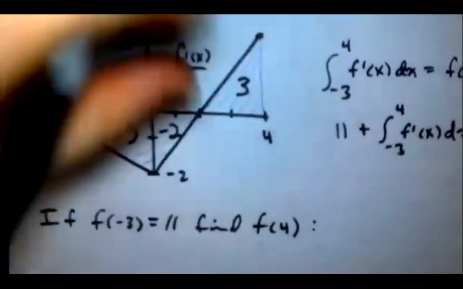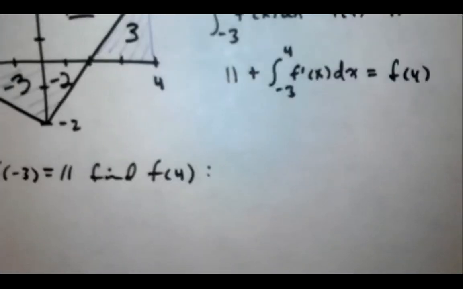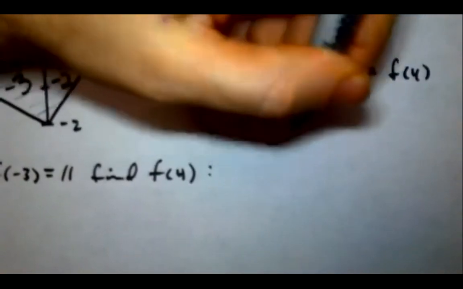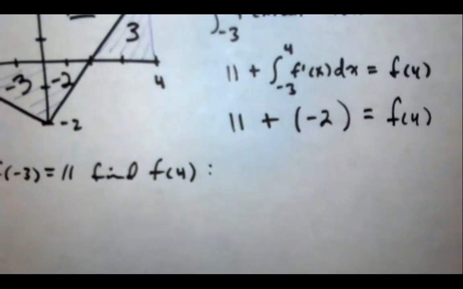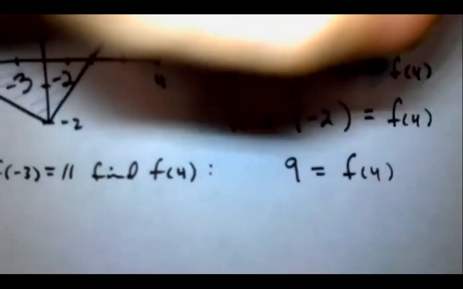So what do we get then for a final answer? Oh, okay. Wouldn't it just be 9? Yep. So we would come up with 9 for a final answer.